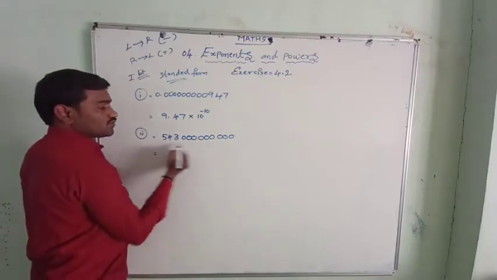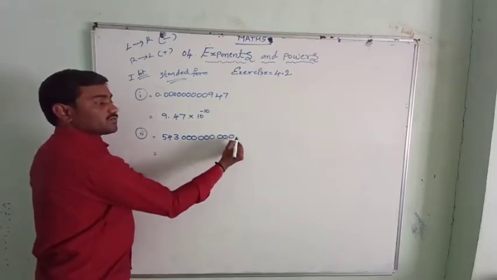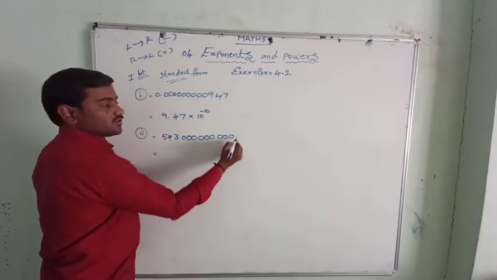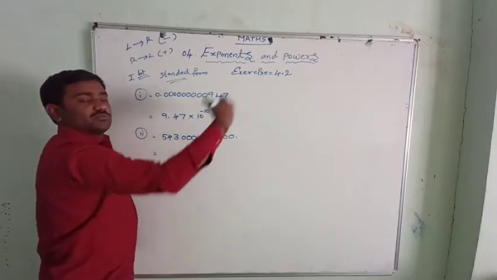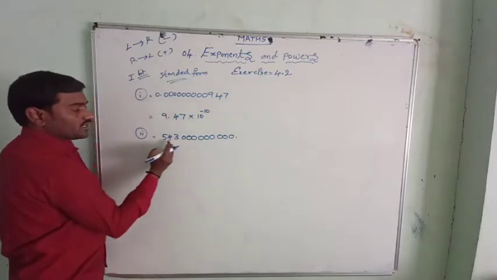Now the decimal point is not here actually. The decimal point should be at the last only. So there is no decimal point in the given number, so it is the usual form. Think that the decimal point is at the last. It has to move till here.